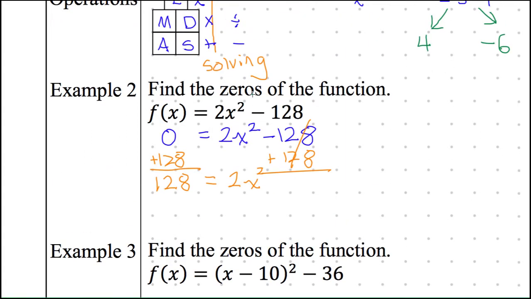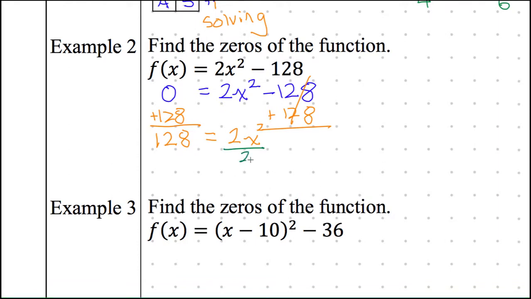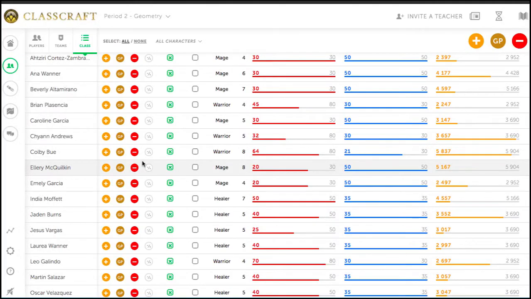So let's go with order of operations. We got rid of the addition and subtraction. Do you see any multiplication or division happening that you can undo? So divide both sides by, there it is, yeah. Divide both sides by 2, and I'm now left with, what is 128 divided by 2? Can someone shout it out for us? 64. All right, thank you. 64 is equal to x squared.